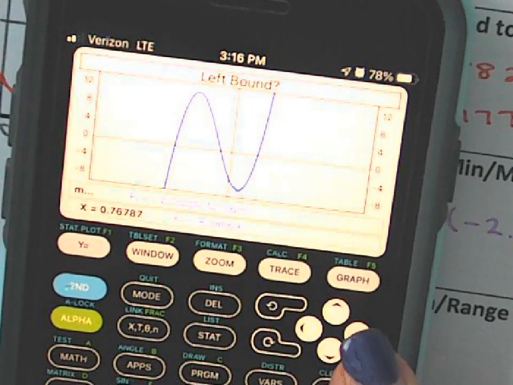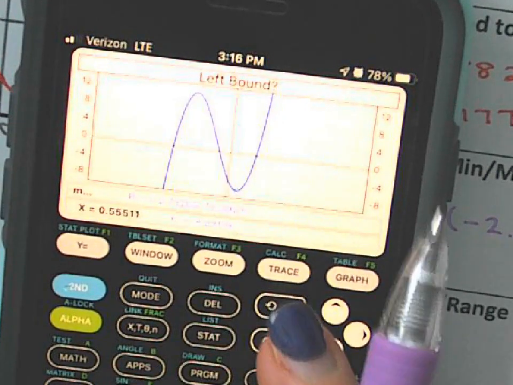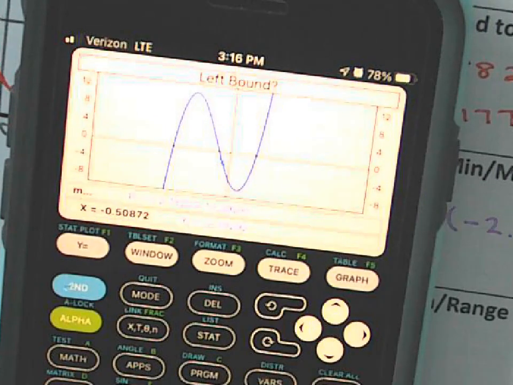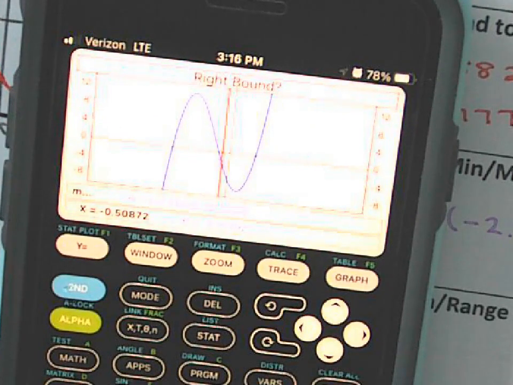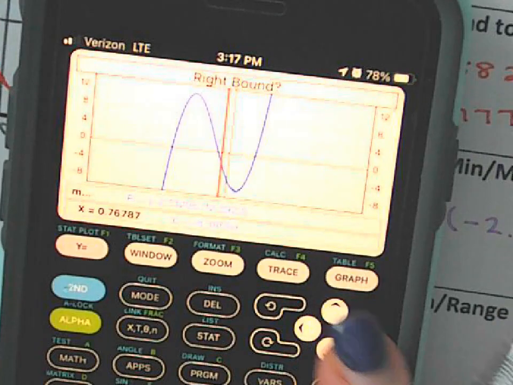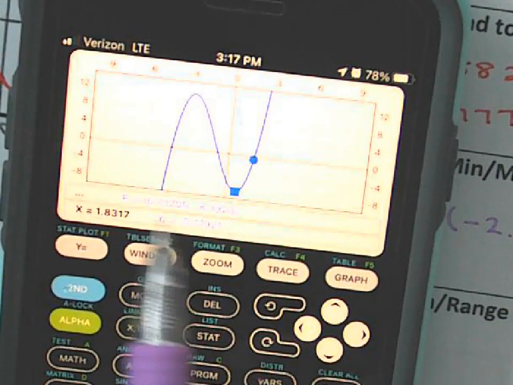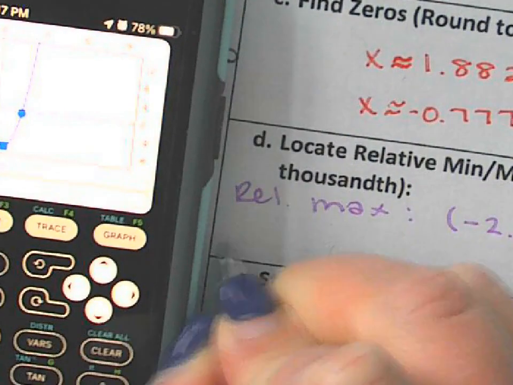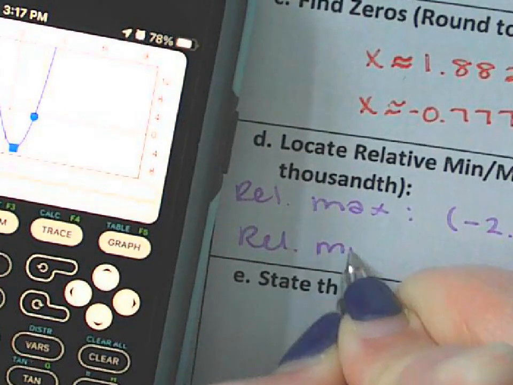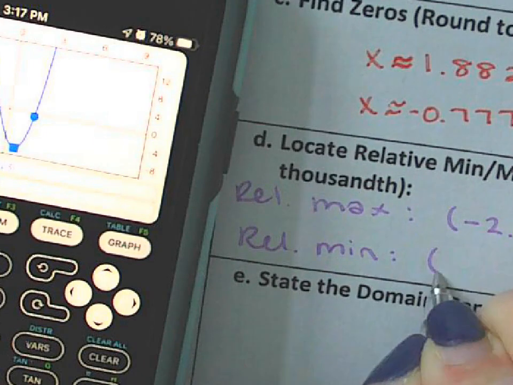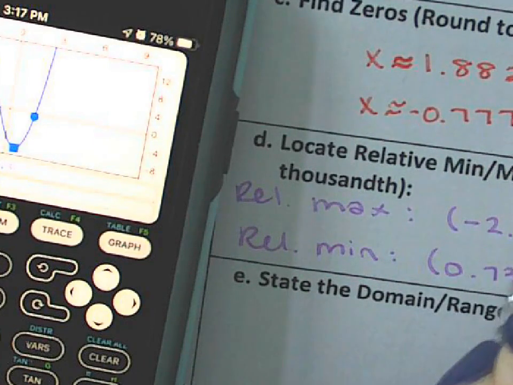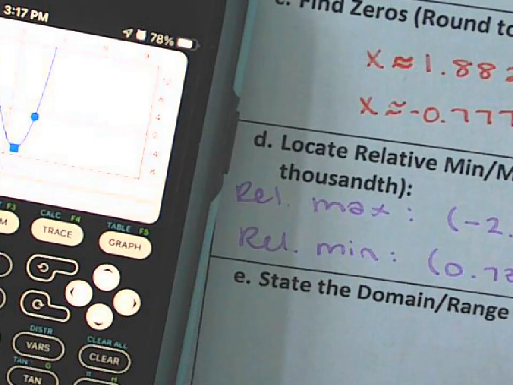So I'm just using the left and the right arrows in order to see where that's at. Right up the top it says left bound, so I'm going to go to the left of this. I'm going to hit enter. I'm going to then go to the right of where that minimum is and hit enter. And it's going to tell me that that relative min is at 0.732, comma, negative 8.392.